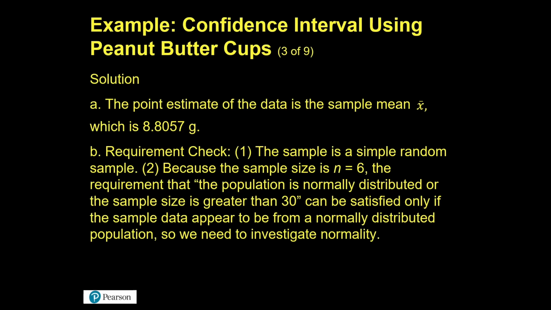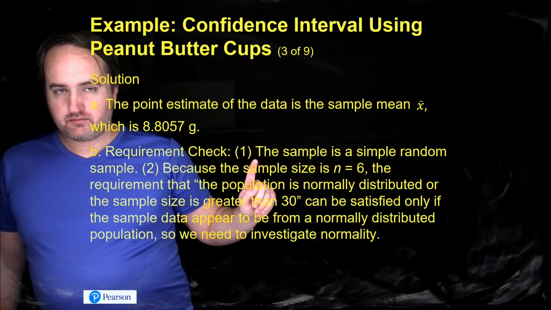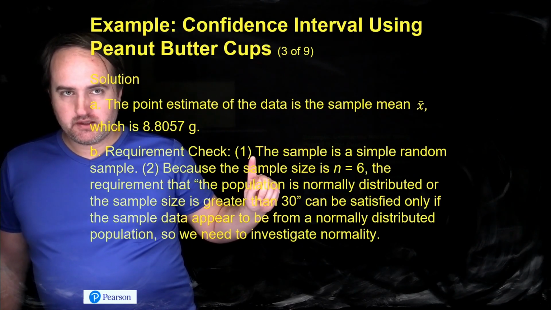the requirements are already satisfied on all the problems, because otherwise we wouldn't even be able to do the math, if you think about it. But just so you know, the reason this problem satisfies the requirements is, even though they didn't say it in the instructions, now they're saying that the sample is a simple random sample. Okay, so that requirement checks out.